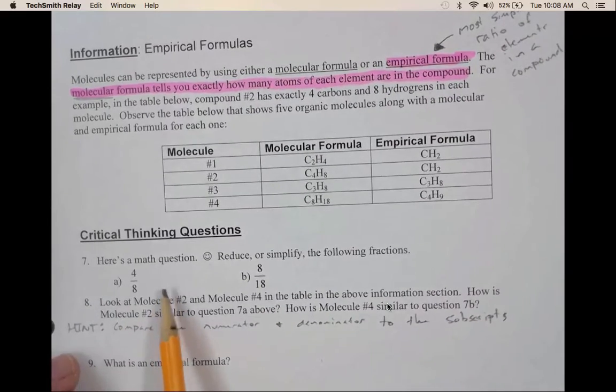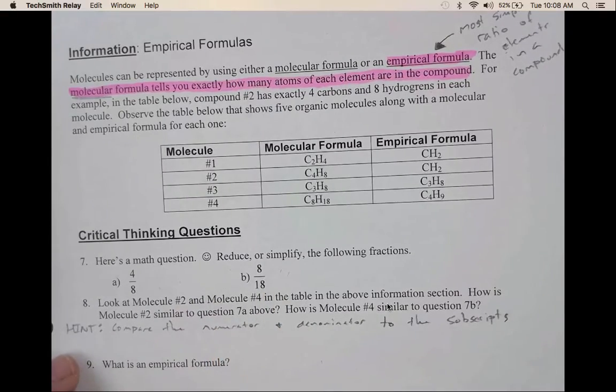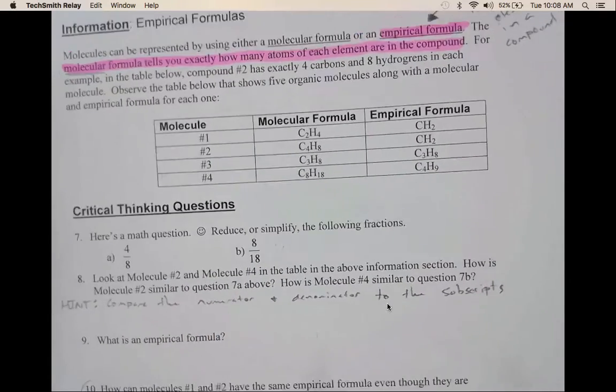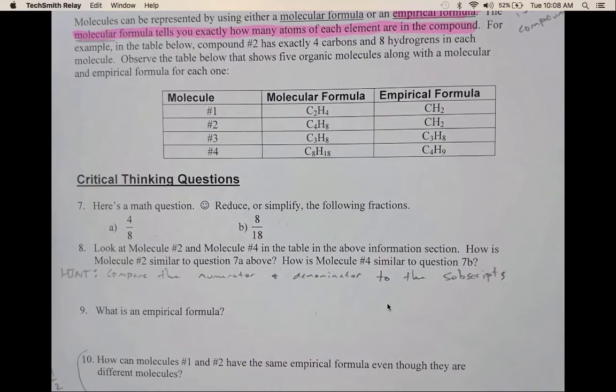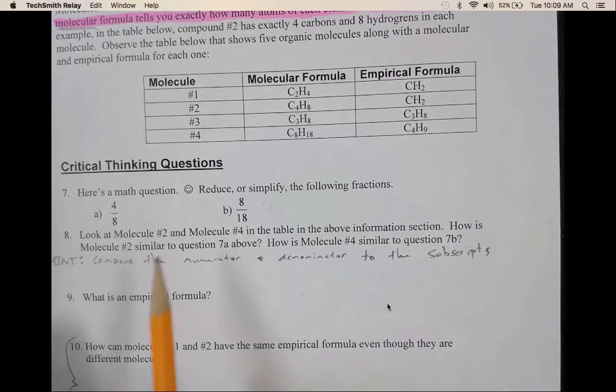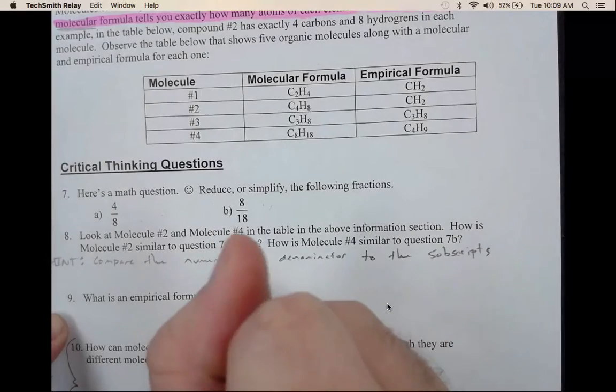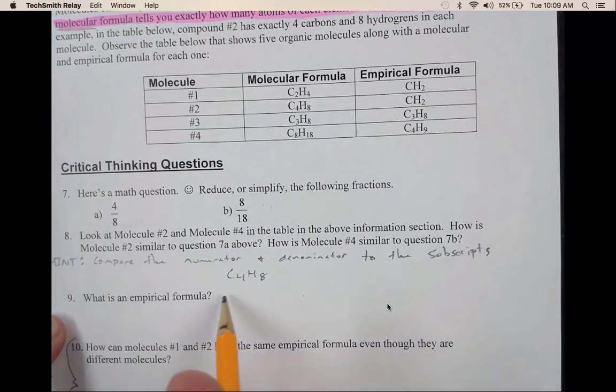So question 7 is just math. So if you could reduce these fractions, what are you going to reduce them to? Question 8. So question 8, we're comparing molecules 2 and 4 in the table. How is 2 similar to 7A? How is 4 similar to 7B? So what you should do here is compare the numerator and the denominator to the subscripts. So if we were looking at molecule 2, it is C4H8. What do you notice about the subscripts and about the fraction?